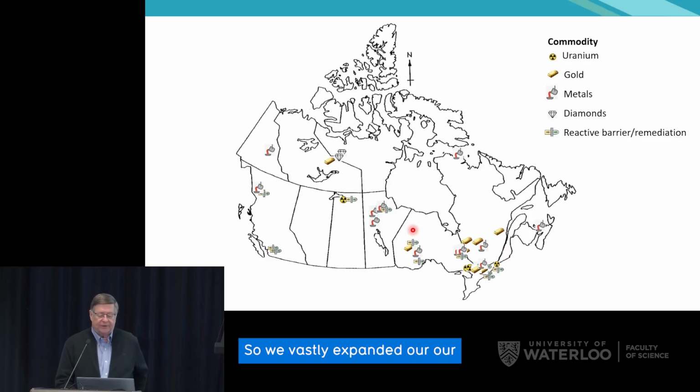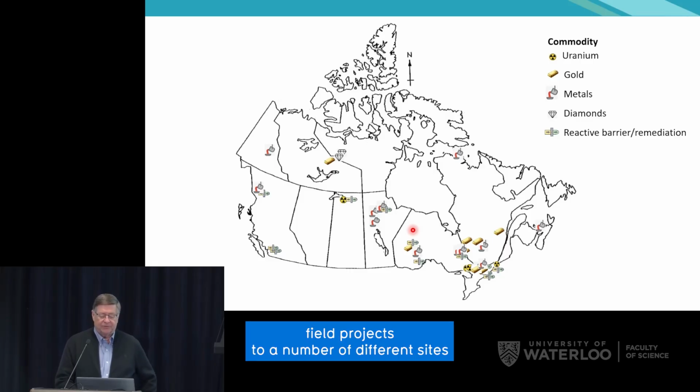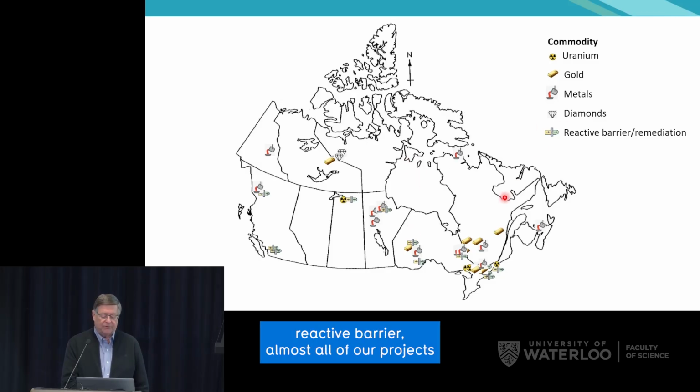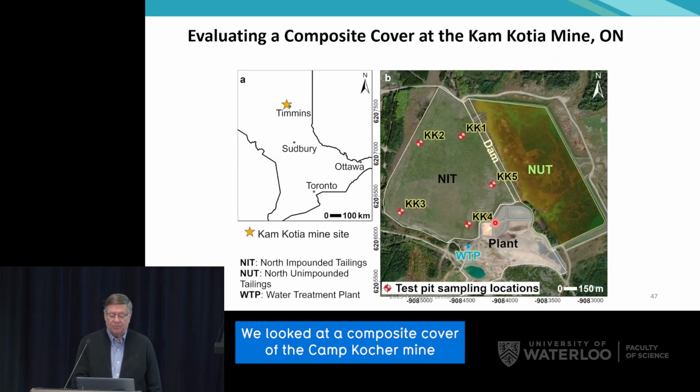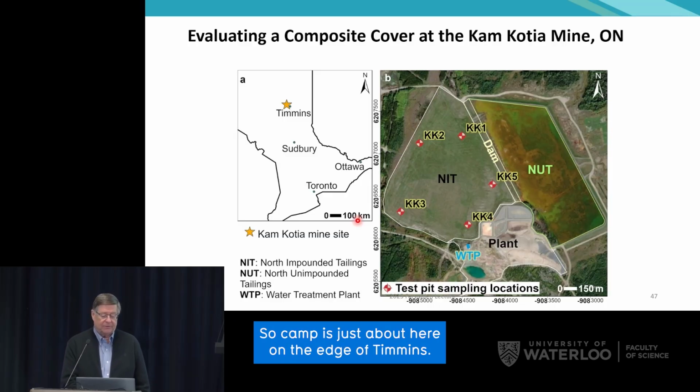So we vastly expanded our field projects to a number of different sites across Canada and throughout the world. And after the work that we did on the Nickel Rim reactive barrier, almost all of our projects included a remediation component, which is rewarding. We looked at a composite cover at the Kam Kotia mine outside of Timmins. So Kam Kotia is just about here on the edge of Timmins.